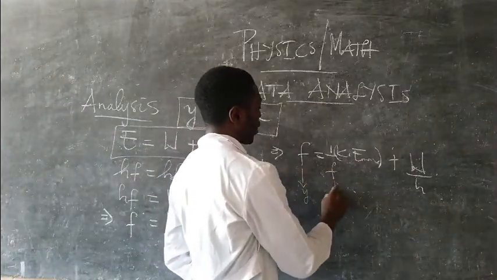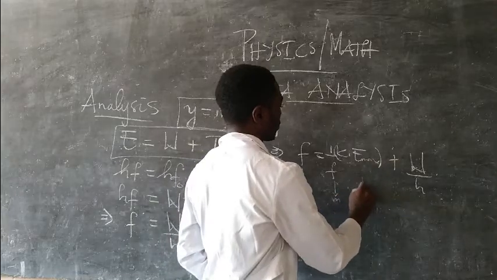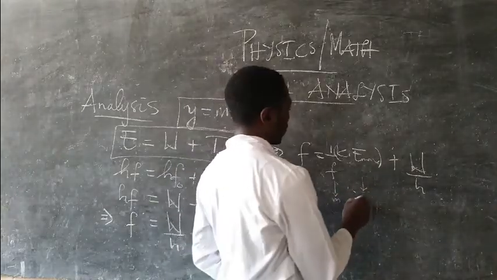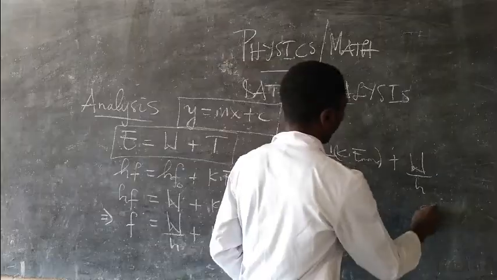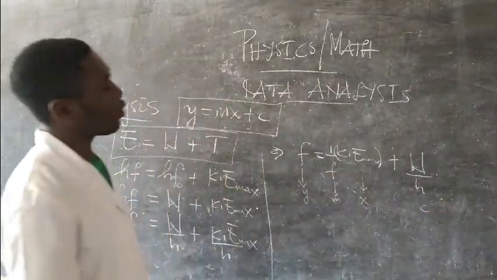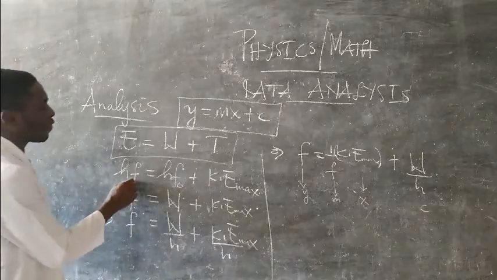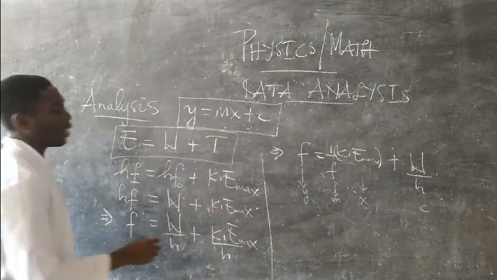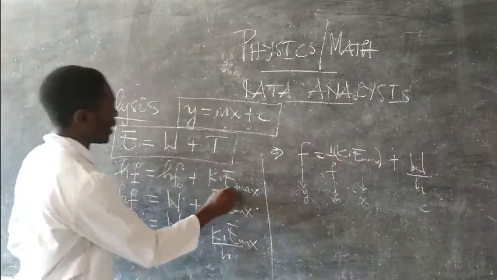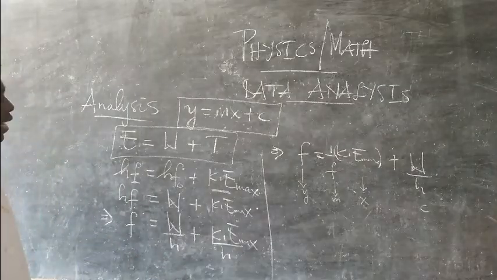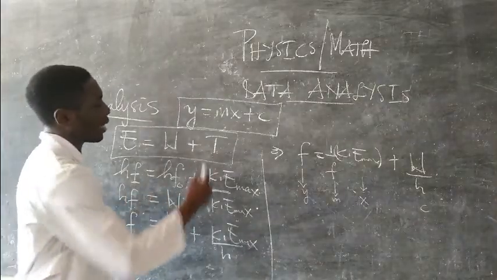Okay, this is like our m, and here we are going to have our x, and this is our c. So, if you are analyzing such equations and you were given frequency on a table, and you were also given the kinetic energy on a table, it means that you can plot the graph of frequency against the kinetic energy.